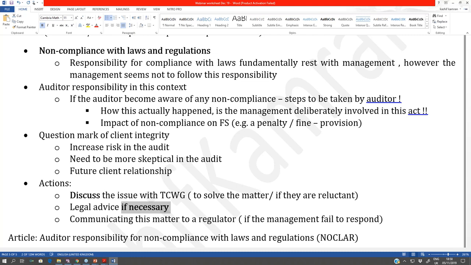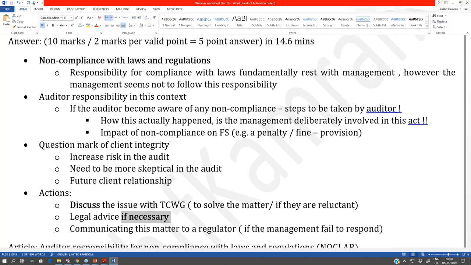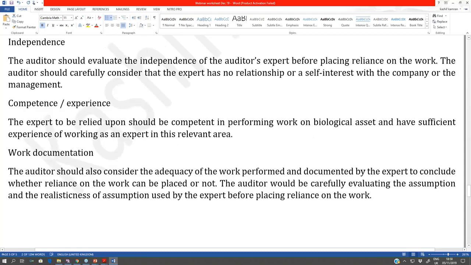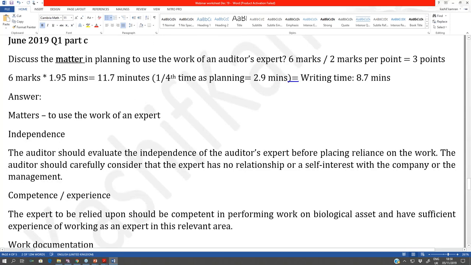So will all of you be encouraged to read the article and identify the relevant points from the article? And your approach should be that you extract the points from the article and then try to solve the June 19 paper. But are you realizing that in the June 19 exams, which is the most recent uploaded paper, 10 marks were allocated to non-compliance with laws and regulation and 6 marks were allocated to using the work of an expert. 16 marks were allocated in question number 1 on knowledge.